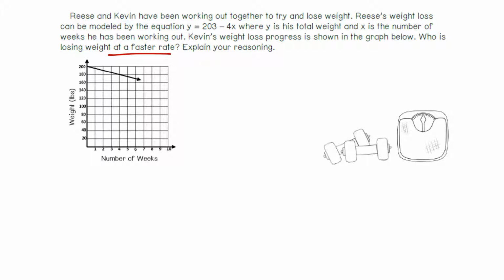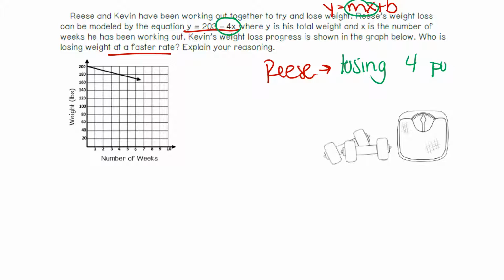So looking at Reese, because Reese is the equation, we can reference the equation y equals mx plus b. Remember, the mx value is the rate of change. So in this case, it's a -4. -4 represents losing, because remember it's going down, he's losing weight, losing 4 pounds each week. It's negative because he's losing weight.